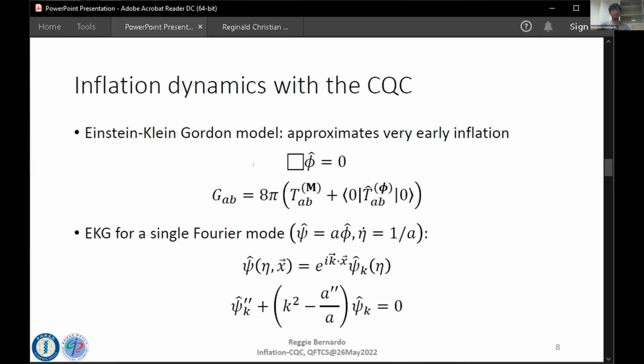So we know how to do this. Write down, instead of using this variable phi, which allows us to write down the simple form of the Klein-Gordon equation, a massless Klein-Gordon equation, if you wish. We can consider a single Fourier mode, and then consider this translation to a different set of variables, psi, and for the time coordinate, we can use the conformal time.